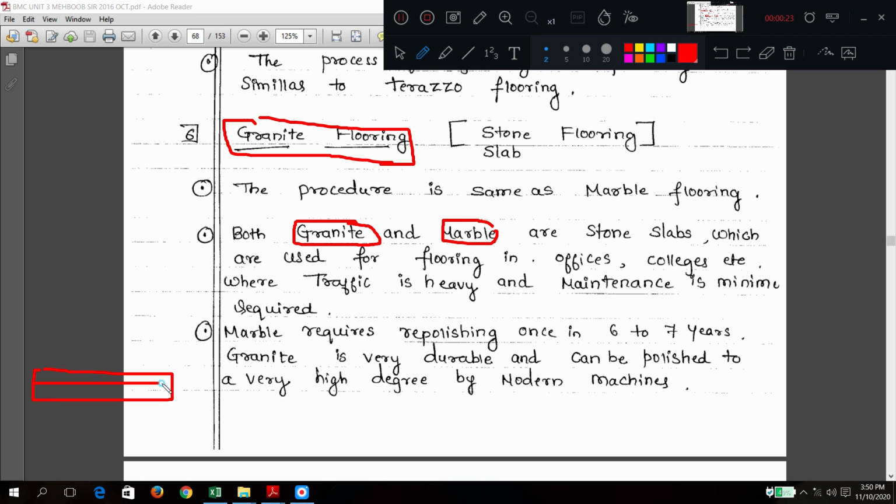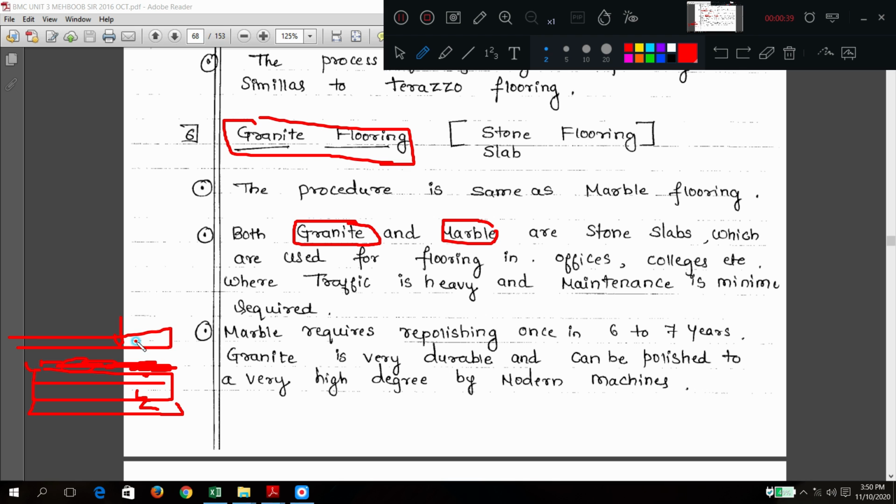So it consists of three different courses. That's okay, we have discussed that one. LC, compacted earth, and normal concrete. Above this, they are going to put bedding mortar. Okay, bedding mortar. On that, they are going to put stone slab which is pressed.